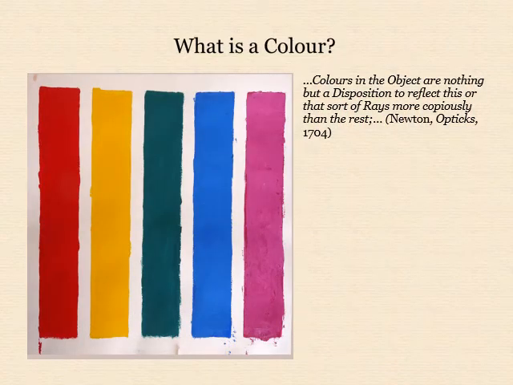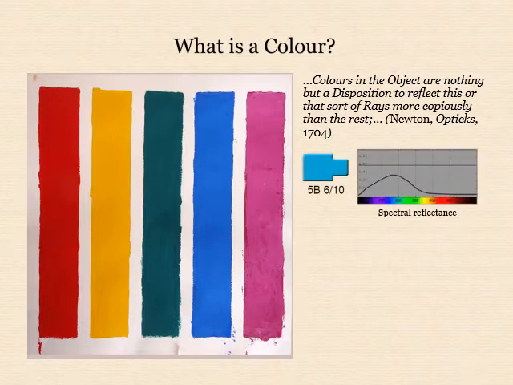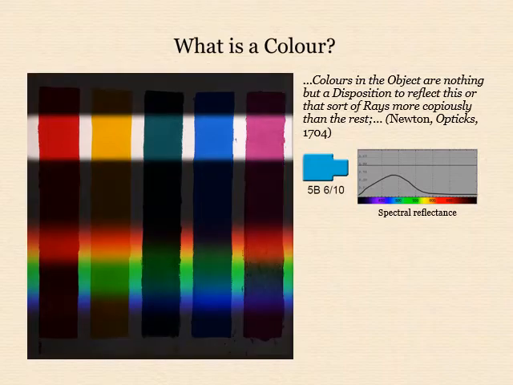Newton recognized that colors in the object are the object's disposition to reflect this or that sort of rays more copiously than the rest, or what we would now call the object's intrinsic spectral reflectance. Newton observed the spectral reflectances of various artist pigments directly by shining a solar spectrum onto them in a darkened room.